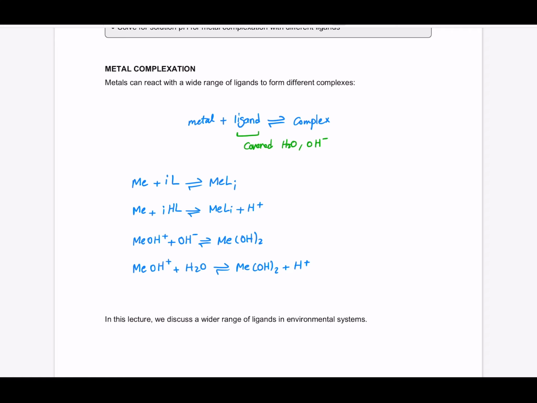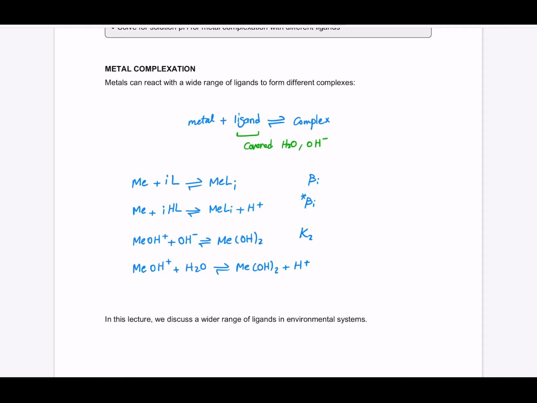Anyone on the first reaction? The pure metal plus i ligand. So this was basically beta i, and the protonated version was basically beta star. Anyone for this specific reaction? Is it beta or K? It's K, so it's a stepwise. And what's the step here? We are making the second one. So this would be the second step, so K2.